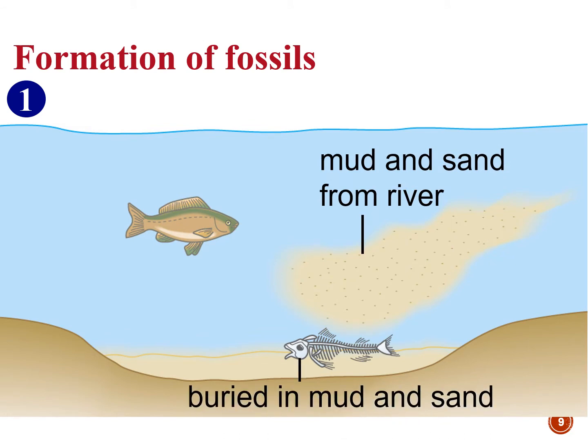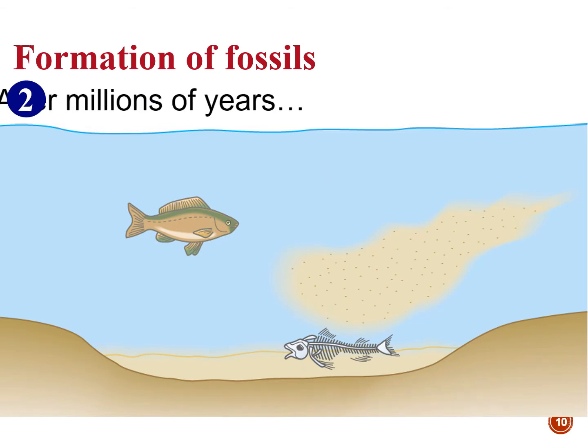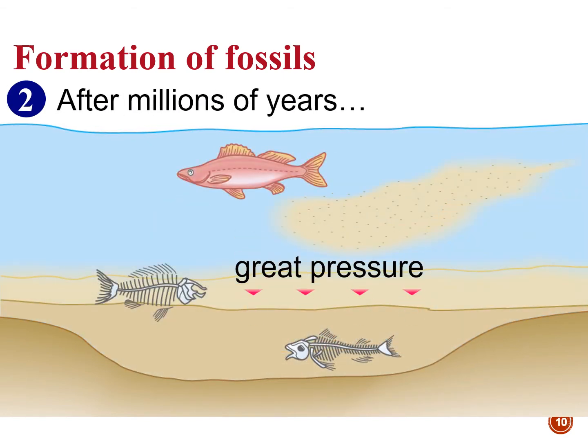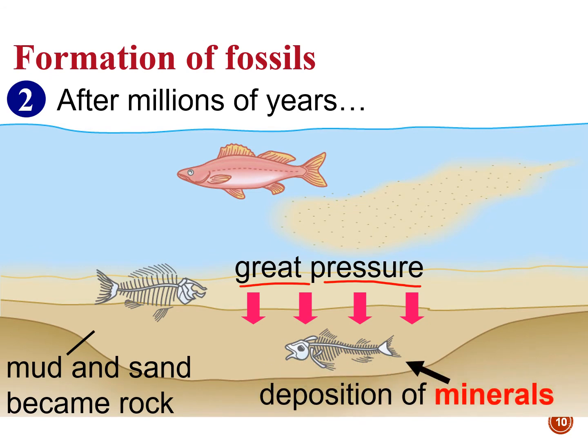Let's take a look at how the fossils are formed. When an organism died and then decomposed and became the skeleton, it is buried in the mud and sand, for example, under the sea. Later on, some new mud and sand are carried from the rivers and cover up the dead body or the skeleton of the organism. After millions of years, more sand and mud cover the dead body and skeleton, causing a great pressure. The mud and sand become rocks, very, very hard. Plus the deposition of the minerals into the skeleton, they now become fossils.